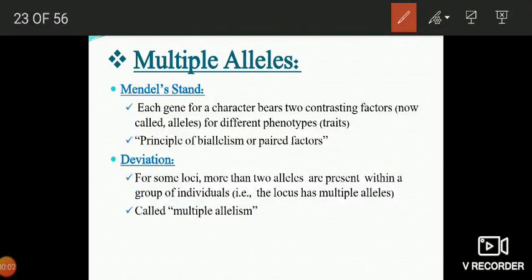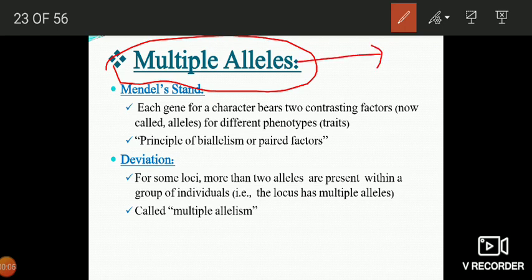Today we are going to talk about multiple alleles. This is another deviation from Mendelism. Okay. First of all, what was Mendel's stand? Mendel believed that each gene for a character bears two contrasting factors or alleles for different phenotypes or traits.